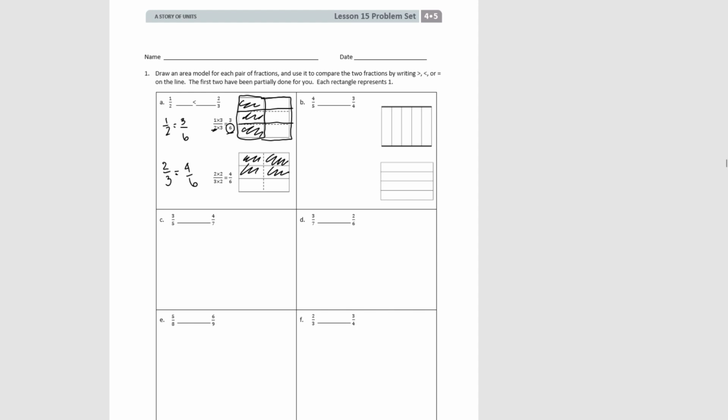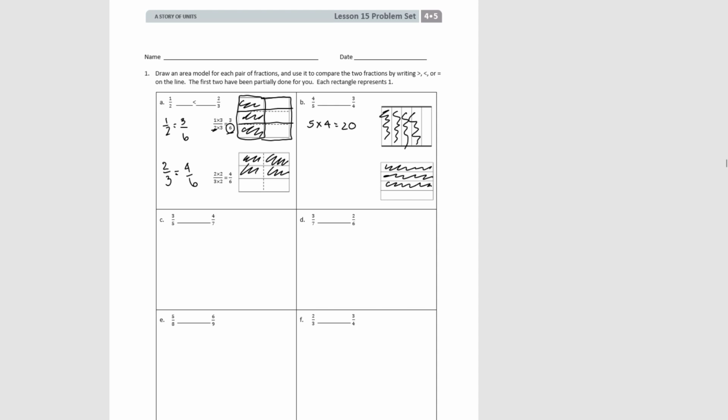Okay, for B, we've got part of our area model drawn. The first area model is 4/5, so let's shade that 4/5. And the second area model is 4ths. Let's shade the 3/4. So now we're going to find the denominator we're going to be using to create our new units. So we have 5 times 4 is 20. So now we're going to do 20ths.